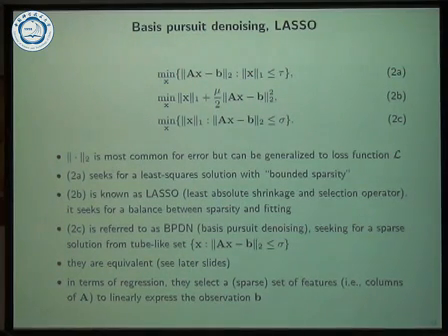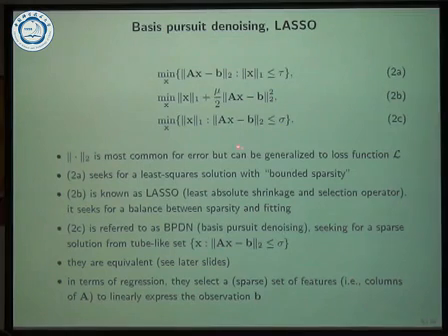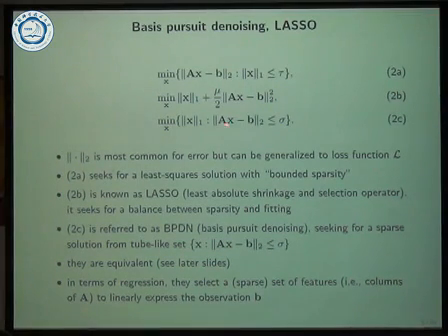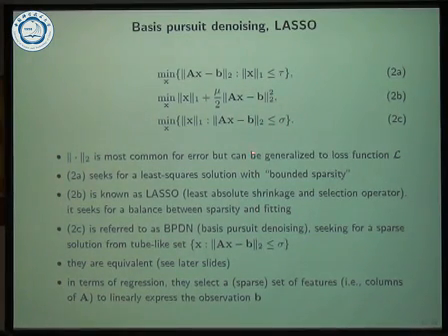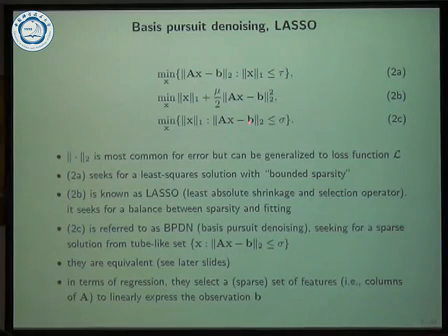And this model is called basis pursuit denoising. You call it basis pursuit if sigma is 0, which means Ax has to equal b. And if b has noise, you let it be relaxed.